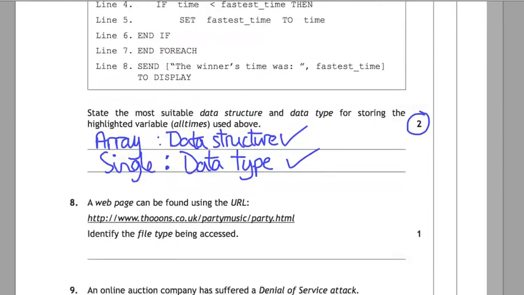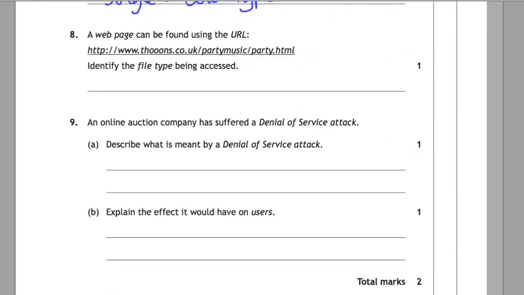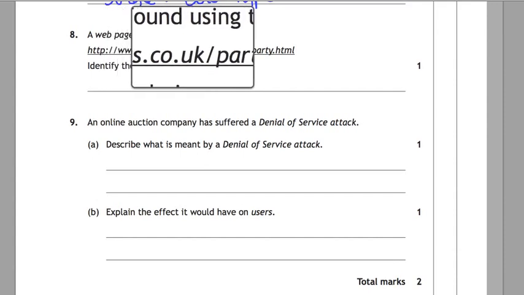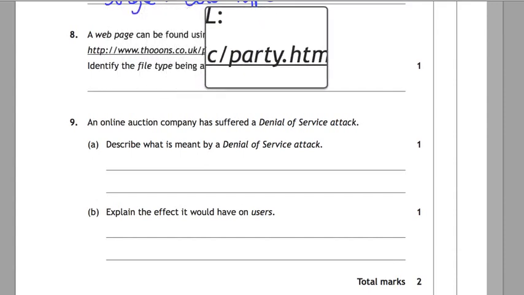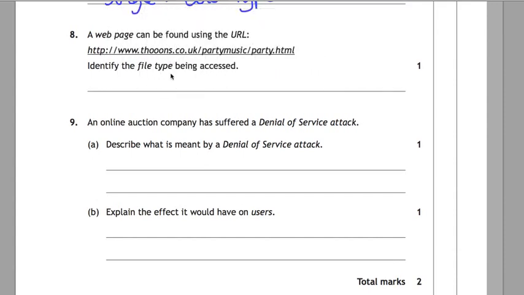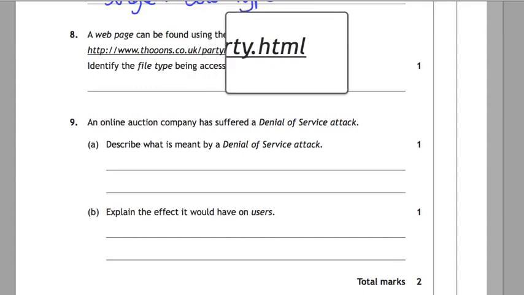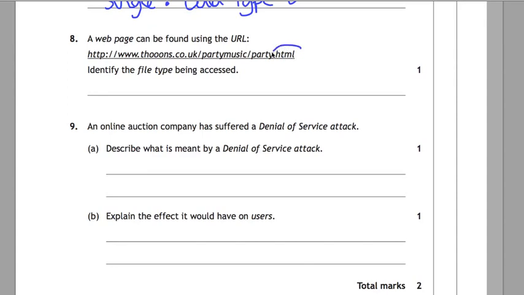If we now look at question 8 and 9, here's your URL, http thunes.co.uk partymusic/party.html, and it's basically saying what type of file. Now you'll know just from your My Documents, if you look at a file, what's at the end of it is the file type, and what is at the end of this is the word HTML, and that's your file type, HTML. Now you've got your mark there.